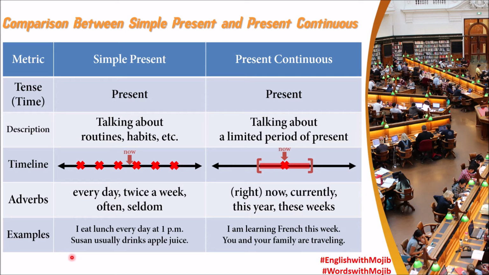Examples: I eat lunch every day at 1 p.m. Susan usually drinks apple juice. These two examples are talking about routines. But here, I'm learning French this week, a limited period. You and your family are traveling, maybe now, maybe this month, maybe this week. Okay?